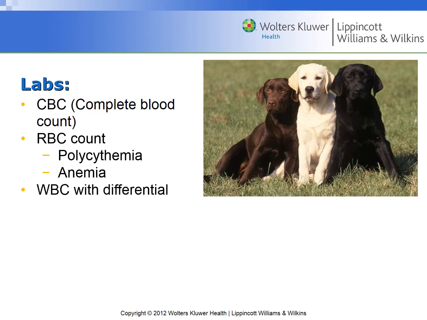Your white blood cell count with differential, which we would be looking for leukopenia, meaning too few white blood cells. Your immune system is not equipped to respond. There's not enough white blood cells to attack an invader. Or leukocytosis, which is an overproduction of white blood cells, which could indicate that the patient has an infection that the body is responding to, or it could also indicate bone marrow disease.